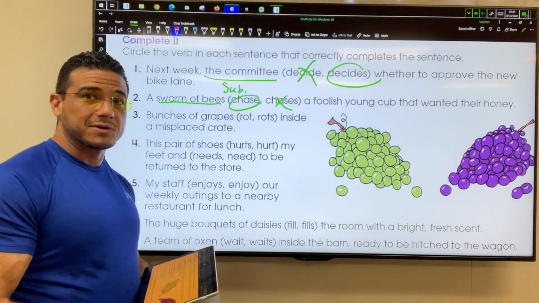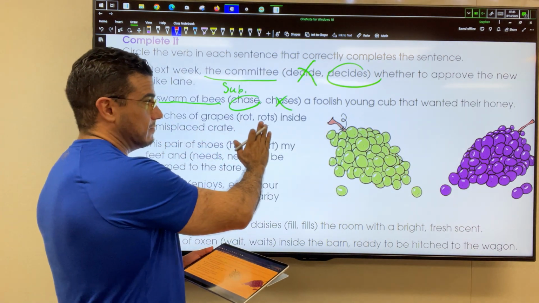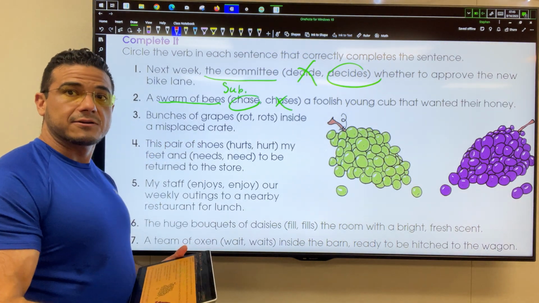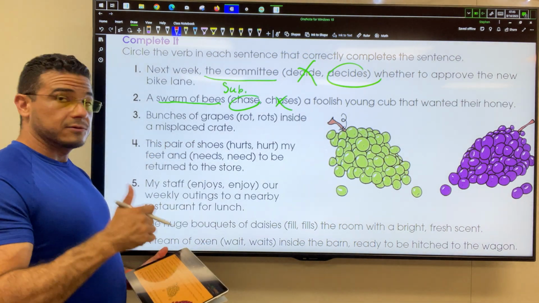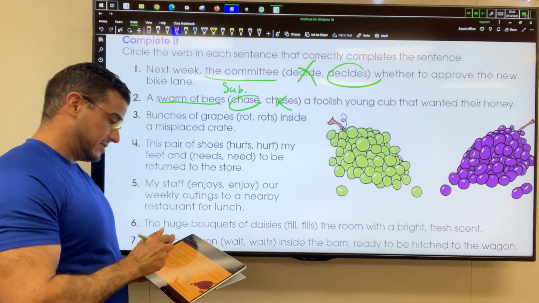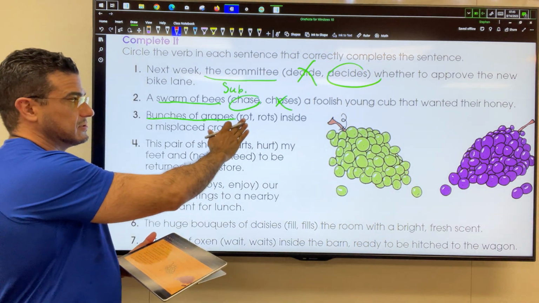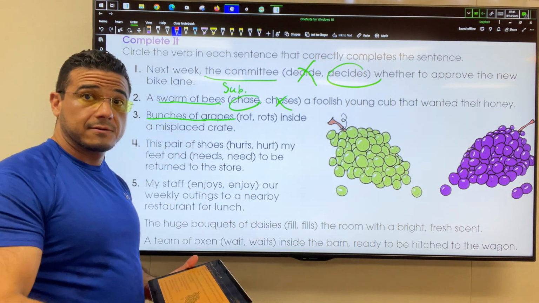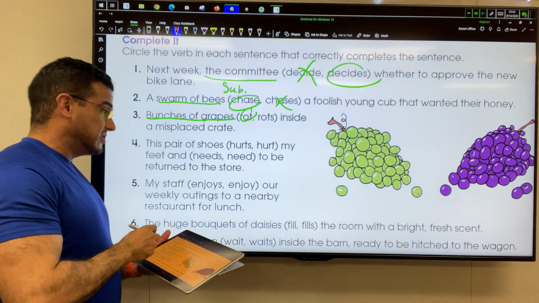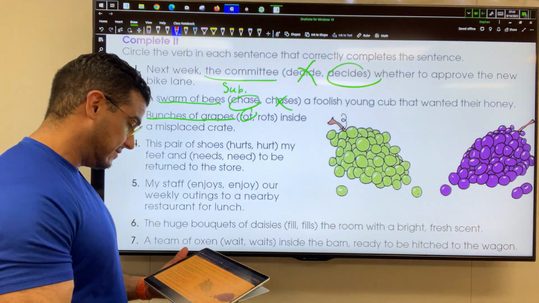How about sentence three? Let's take a look. Bunches of grapes rot or rots inside a misplaced crate. Go ahead and find our subject. You're correct. We're talking about bunches, which is our collective noun, of grapes. It ends with an S. Should it be rot or should it be rots? It should be rot. Bunches of grapes rot inside a misplaced crate. Very unfortunate waste of food.